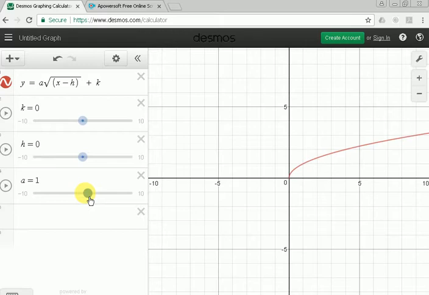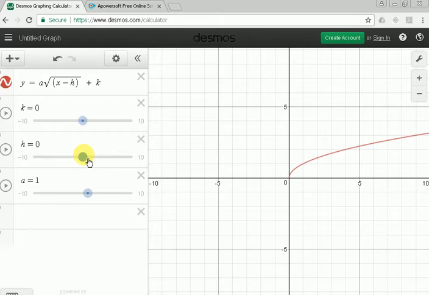Okay, remind me again. When does it stretch? When it's greater than 1. When does it shrink? In between 0 and 1. When does it reflect? When it's less than 1. Perfect.